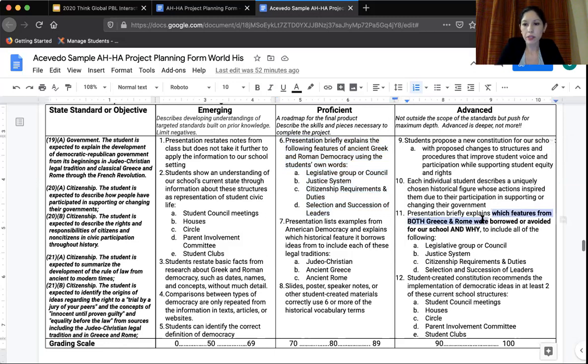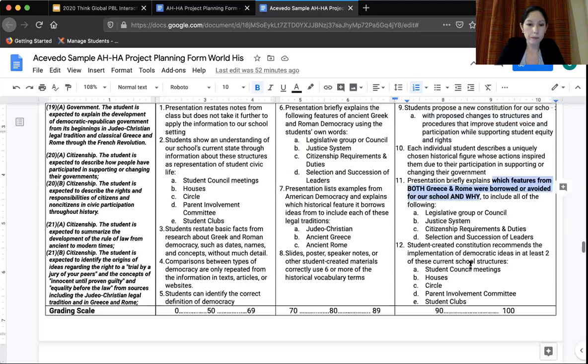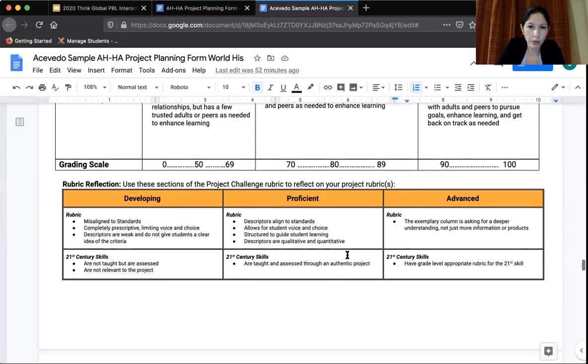I also have this in bold because I wanted them to realize that it's not just about borrowing ideas, it's also about avoiding some ideas that didn't fit, and being able to defend that point and explain it. So there's a lot going on for students to be guided, to guide their learning and their questions.